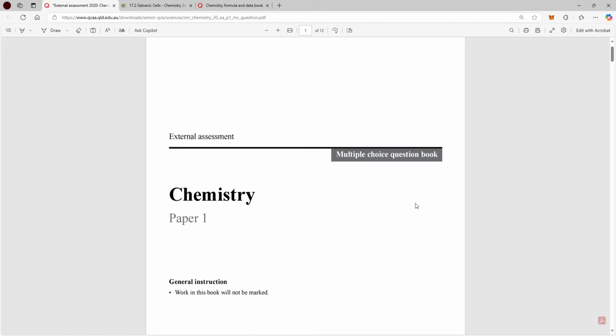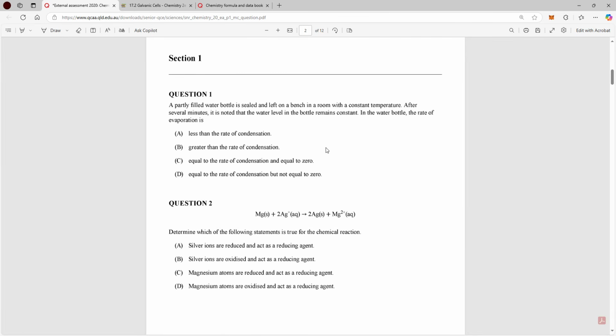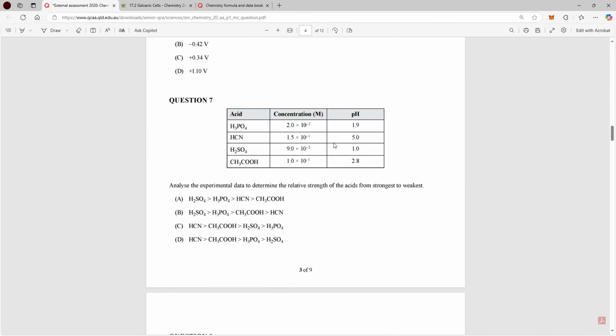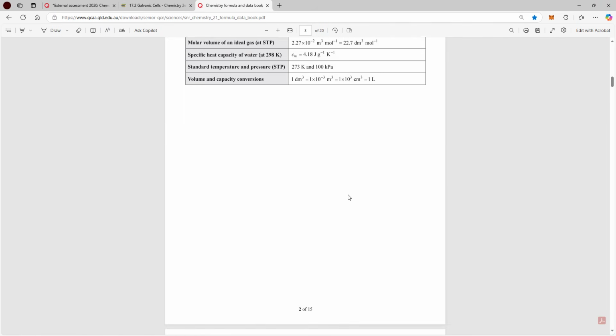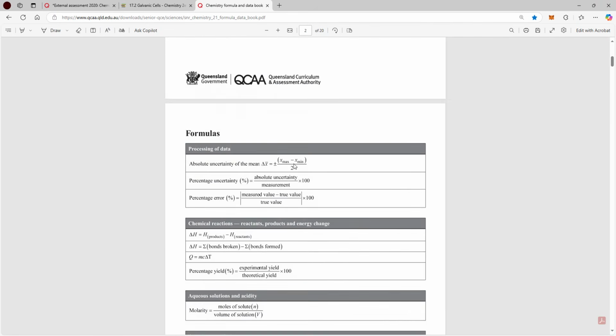In today's video we're going to be looking at the chemistry multiple choice paper 1 for 2020. Okay, so this is for the QCAA syllabus. With this one you're given 20 multiple choice questions from unit 3 and 4. You're also given a data booklet as well, which includes the periodic table and a couple of constants.